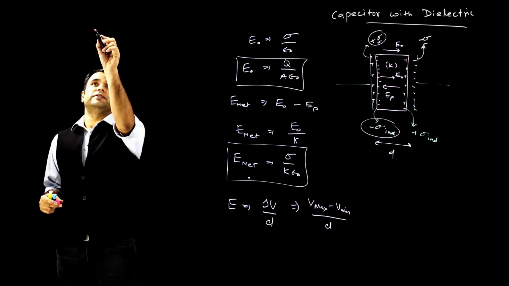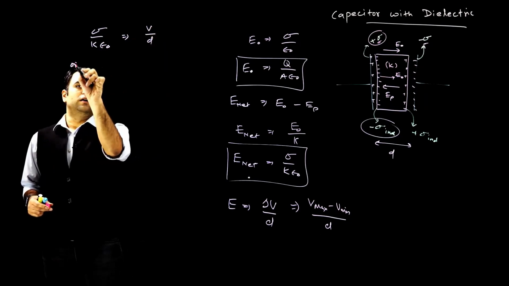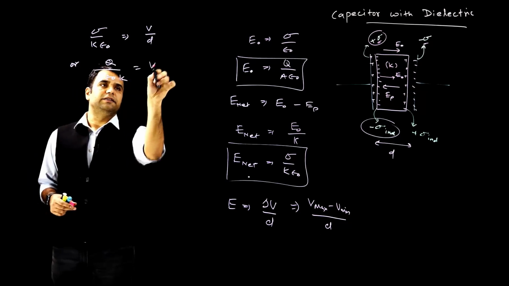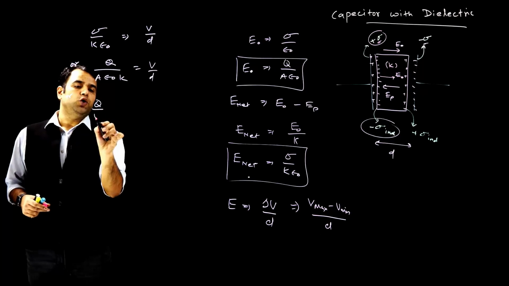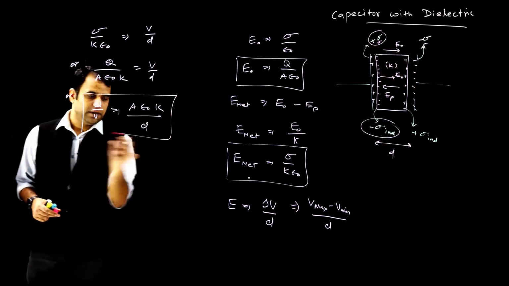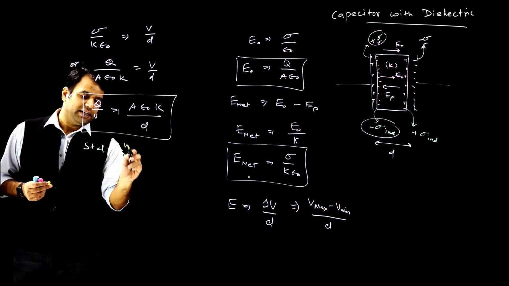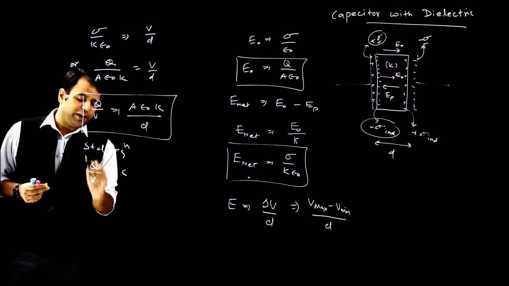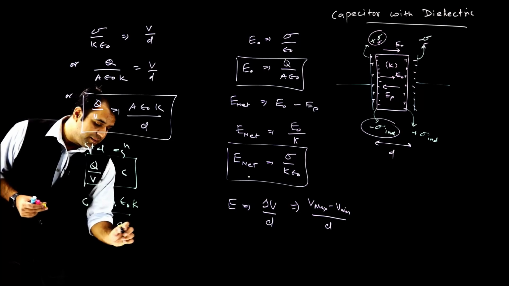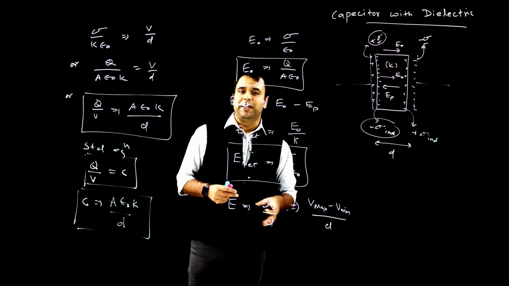So we put in the value of E: sigma upon K epsilon naught is equal to V by D. In place of sigma we can write Q upon A epsilon naught K is V upon D, or Q by V is equal to A epsilon naught K by D. Comparing with the standard equation of capacitance, Q by V is C, so C in this case becomes A epsilon naught K by D. This is the net capacitance of a capacitor when the dielectric is placed inside.